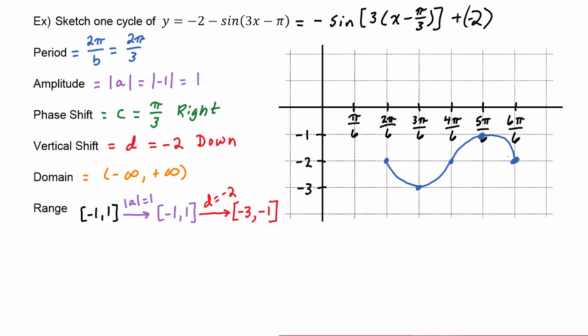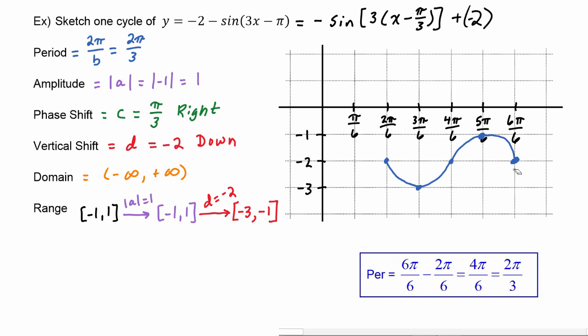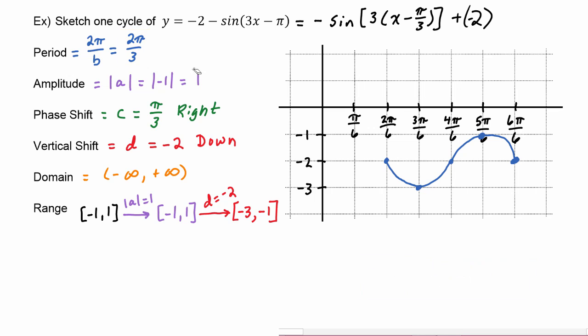Now we can go ahead and check with all the attributes that we expected from the beginning. We expected the period to be 2 pi over 3, and you want to verify that on your graph. We know 6 pi over 6 minus 2 pi over 6 is 4 pi over 6, which is 2 pi over 3. The amplitude needs to be 1, so if we go from the center line down to a minimum, we see that distance is 1, or from the center line up to a maximum, that distance is 1, so the amplitude checks out.